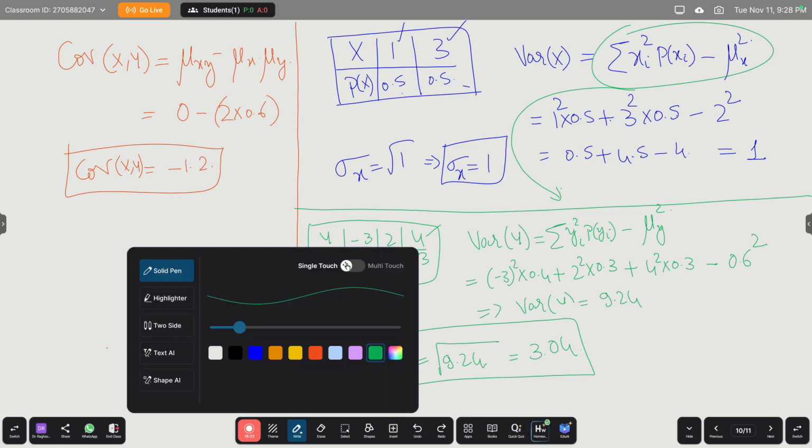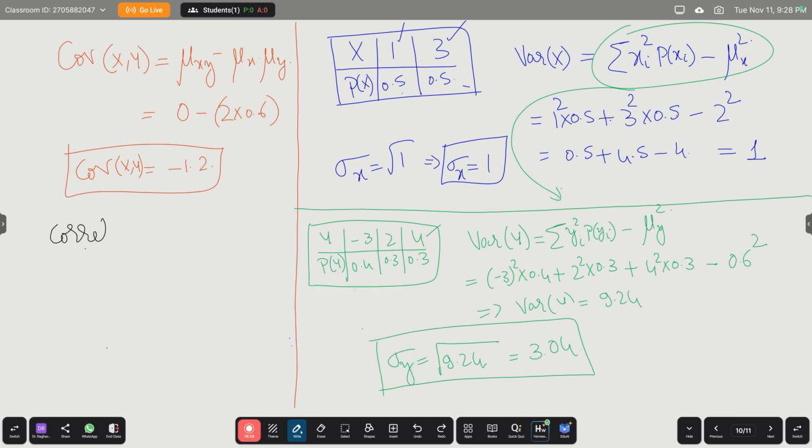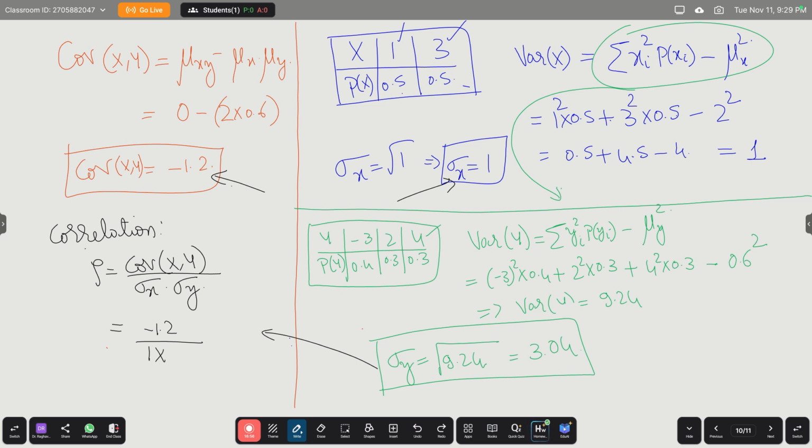Once we have all these values, we can calculate the correlation. So correlation rho is equal to covariance of x comma y divided by sigma x multiplied by sigma y. What is the covariance? Covariance is minus 1.2, divided by sigma x, which is 1. That's there in the blue box, and covariance is in the red box, that is minus 1.2, and in the green box you can check sigma y is 3.04.